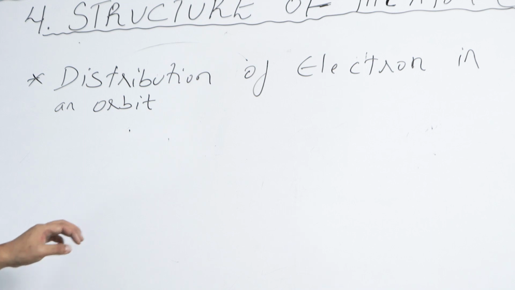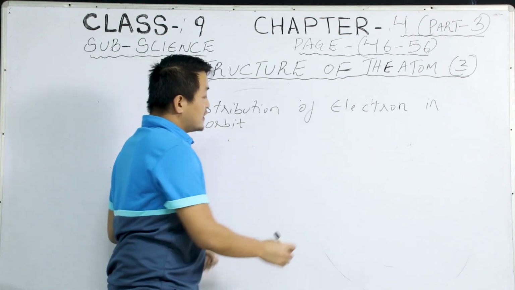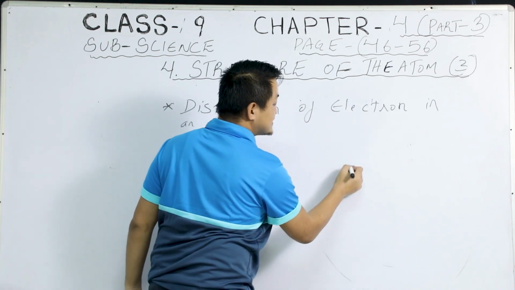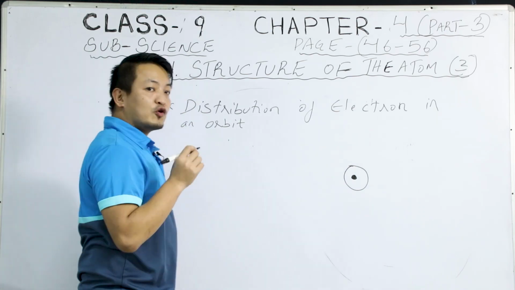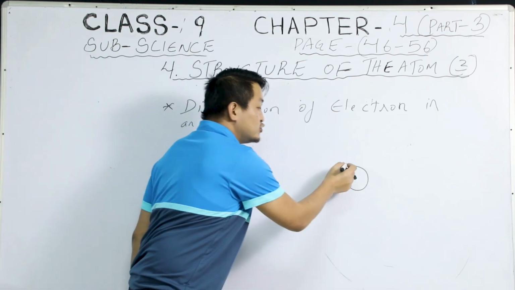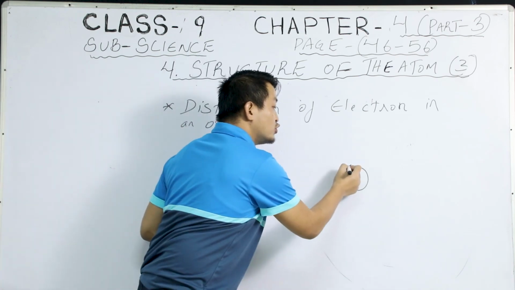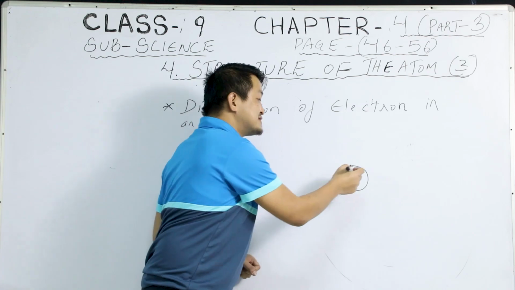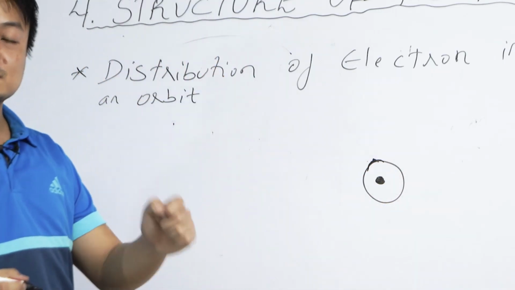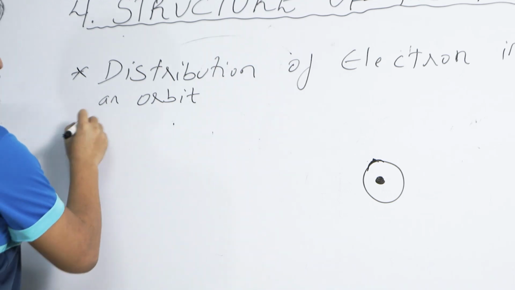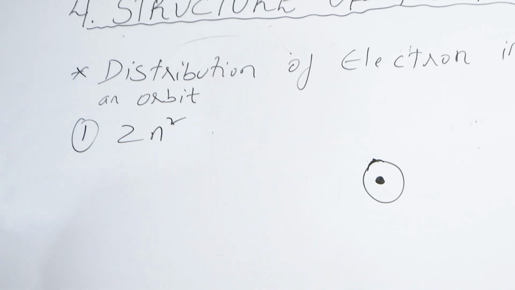My dear students, now we will discuss the distribution of electrons in an orbit. As I have said, this is the nucleus and this is the first shell. Now there is a rule and a formula to know the maximum number of electrons in a shell, and this is the formula: 2n square.